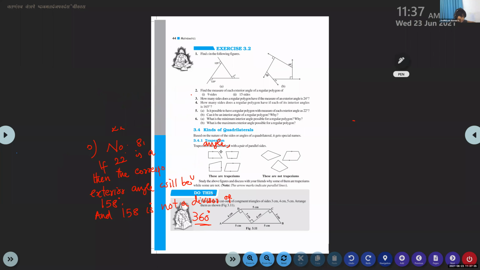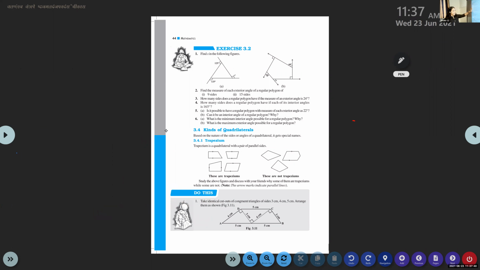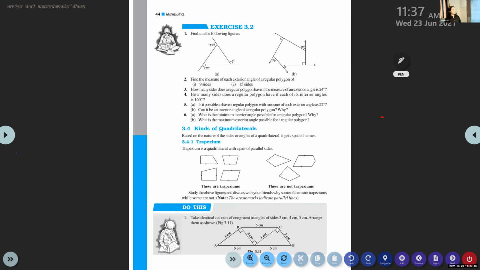Okay. So, sixth question A. What is the minimum interior angle possible for a regular polygon? 60 degrees.